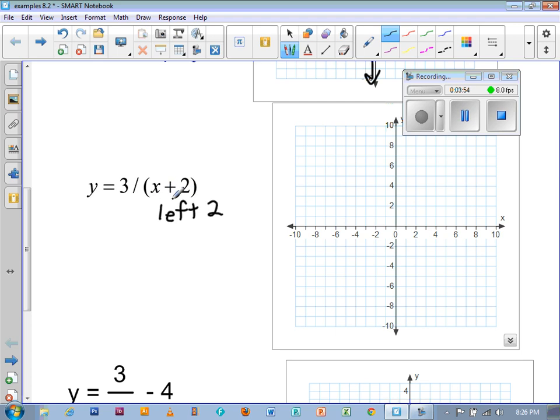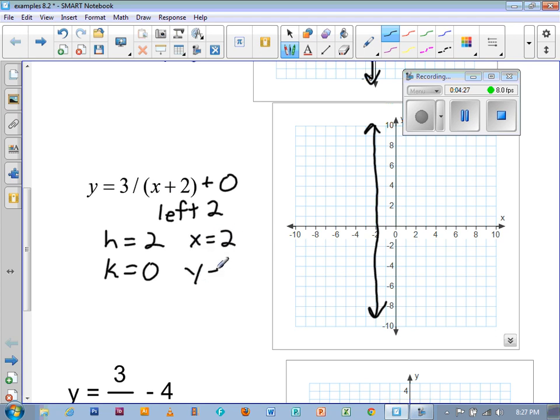Only if you do something to the denominator will it translate it left 2 units, which puts us right here at h. We call this h equals 2. That would be your vertical asymptote. So our vertical asymptote is going to be falling right in here. Our horizontal asymptote comes to us here. It's plus 0. There's nothing there in front. So that's our k value. K is equal to 0. So we describe this as x equals 2 as the vertical asymptote, y equals 0 as the horizontal asymptote.